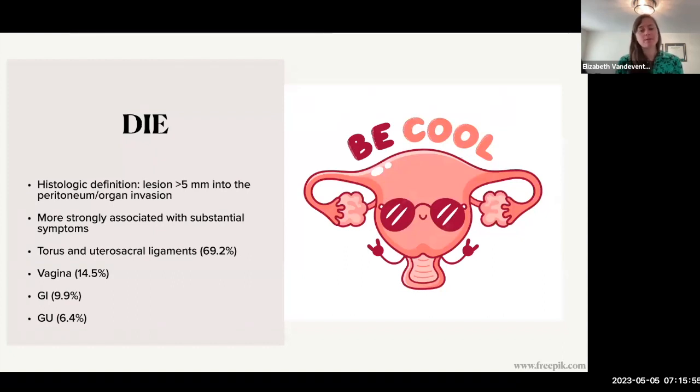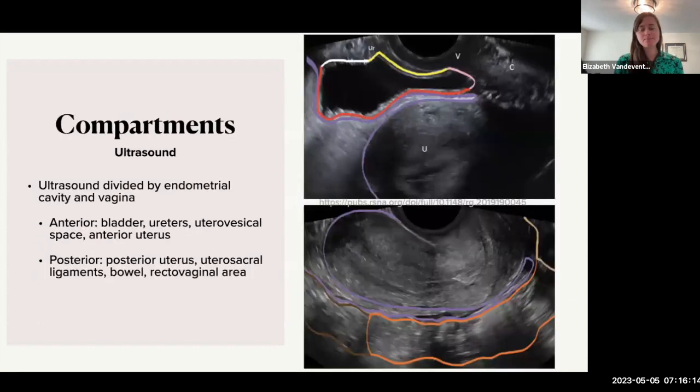The typical place that we will find it is in the torus uterinus and in the uterosacral ligaments, but it can really be anywhere. It can occur in the vagina about 14.5% of the time. It can affect the GI tract about 9.9% of the time, the GU tract 6.4% of the time. And then it also has some interesting presentations that are much less frequent that we'll talk about at the end.